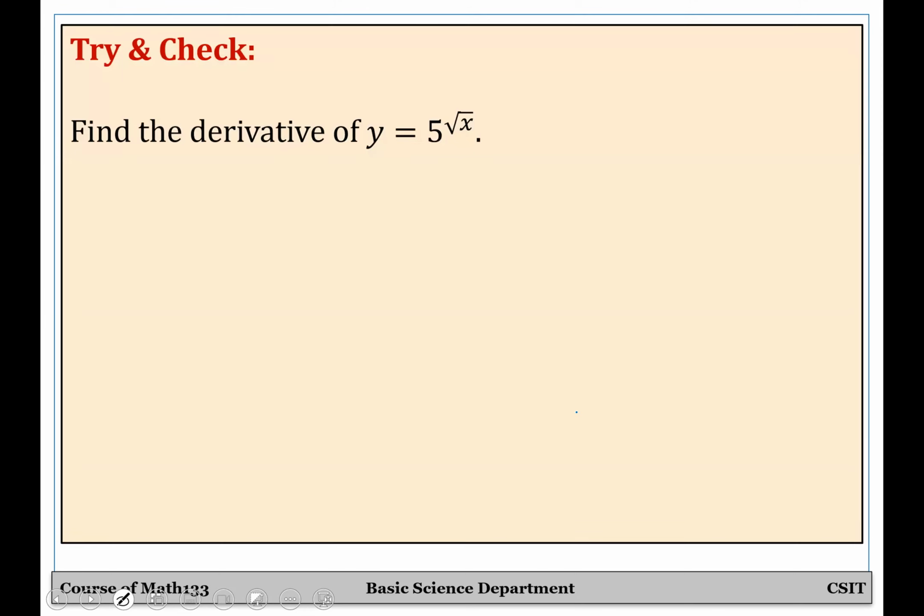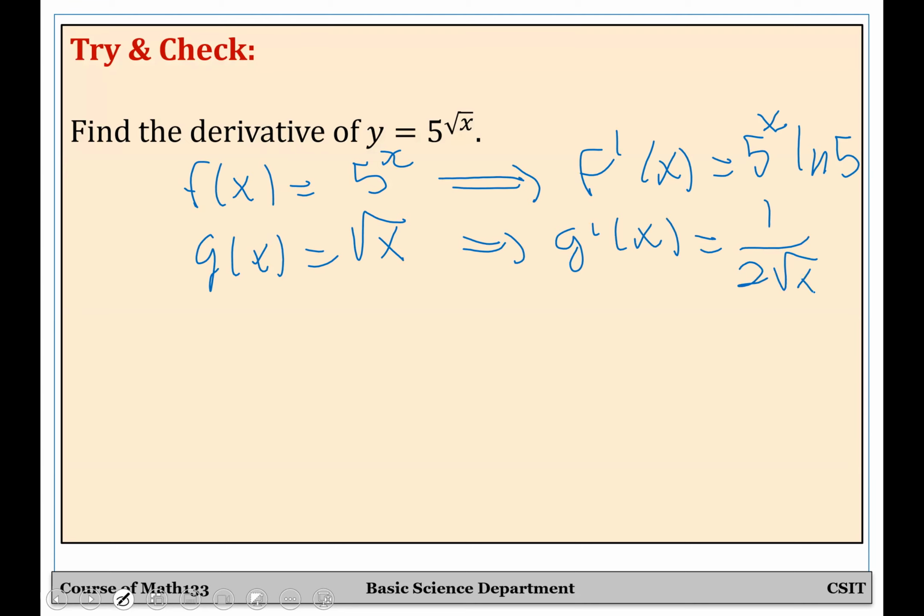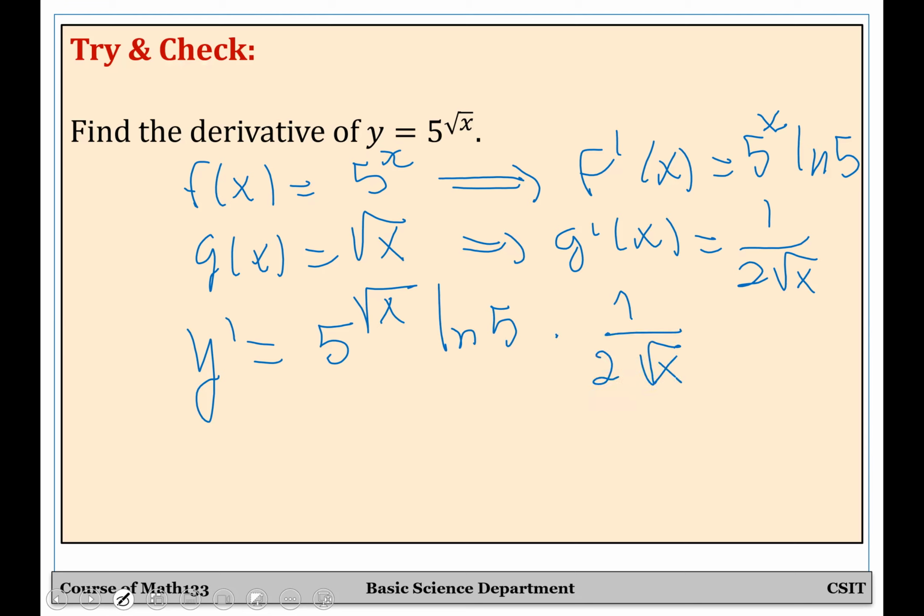And look at this. This is the same idea. So I will try to put the composition here. f of x is 5 to the power x and g of x is root x. So for this, f prime will be 5 to the power x ln 5. And for this, g prime will be 1 over 2 root x. That gives in the end y prime equal to 5 to the root x times ln 5 times 1 over 2 root x. That's the final answer.